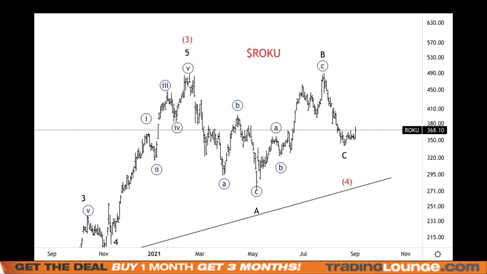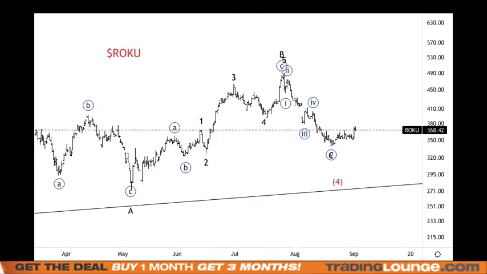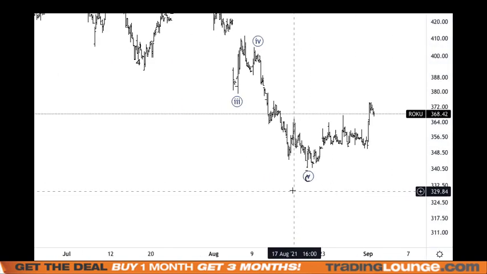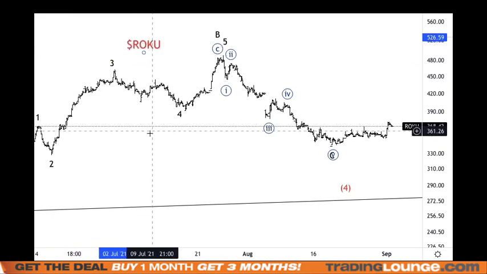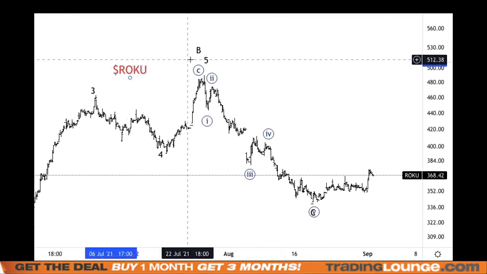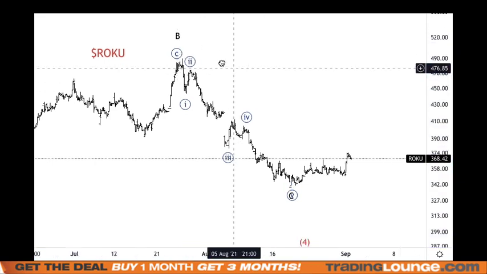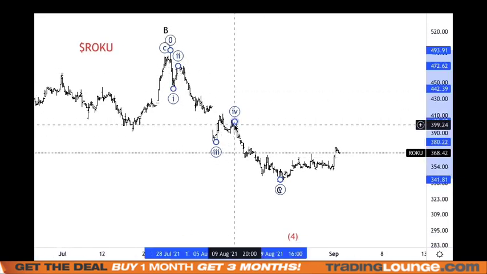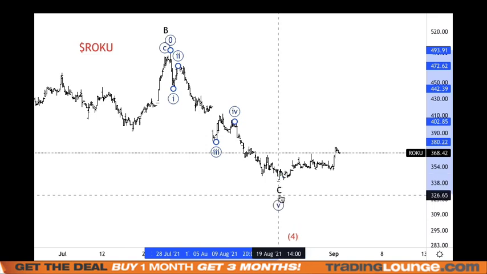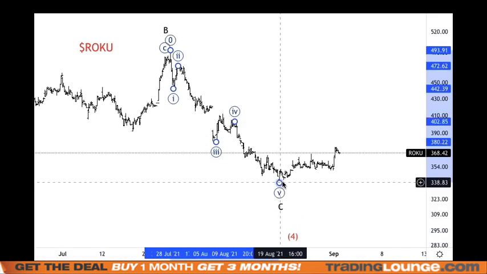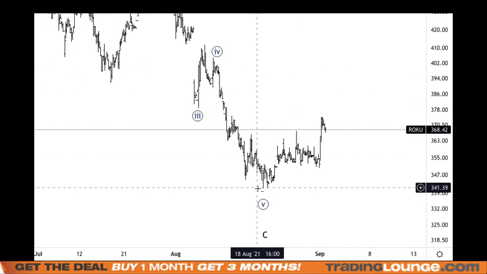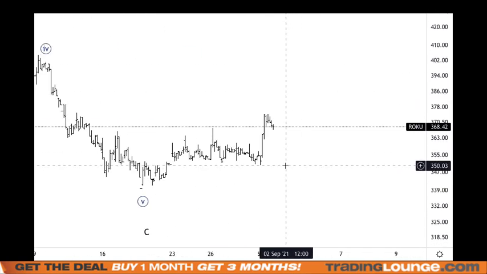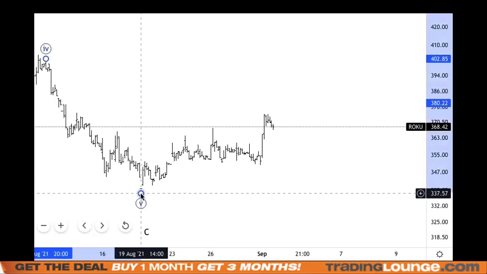Now, if I take you to the hourly, basically what we can count is from the top up here, 1, 2, 3, 4, sideways 4, and then down for wave 5 to complete wave C. Now, if we try to count 5 waves up from here, let's say it's possible.